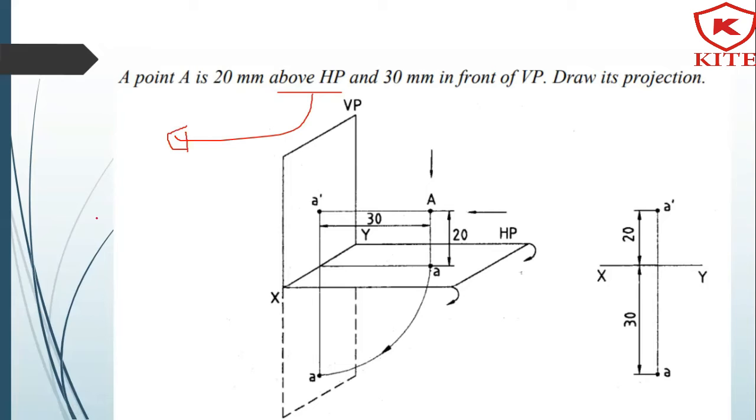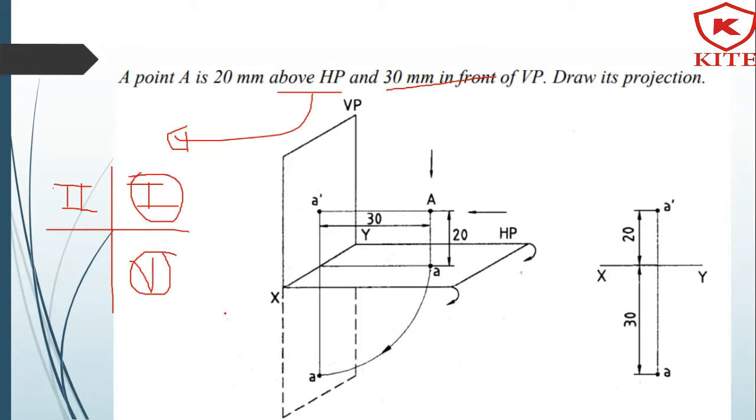So then you have two possibilities: either the point is in the first quadrant or the second quadrant. Now the third condition is there: my point is in front of VP. So in front of VP, the point is either in the first or the fourth quadrant. So matching conditions are obtained here.